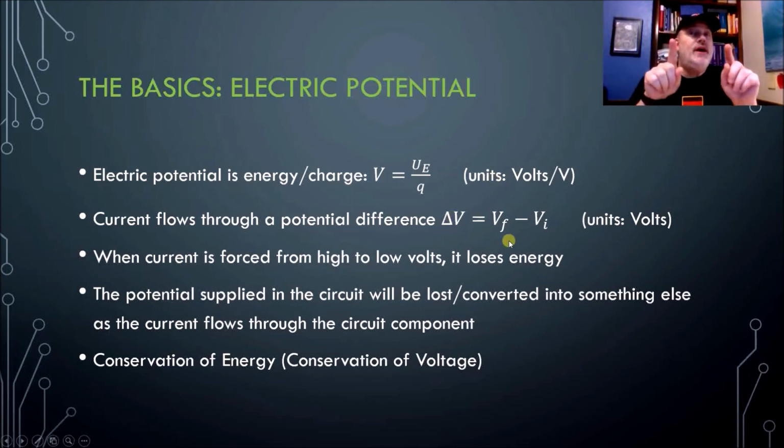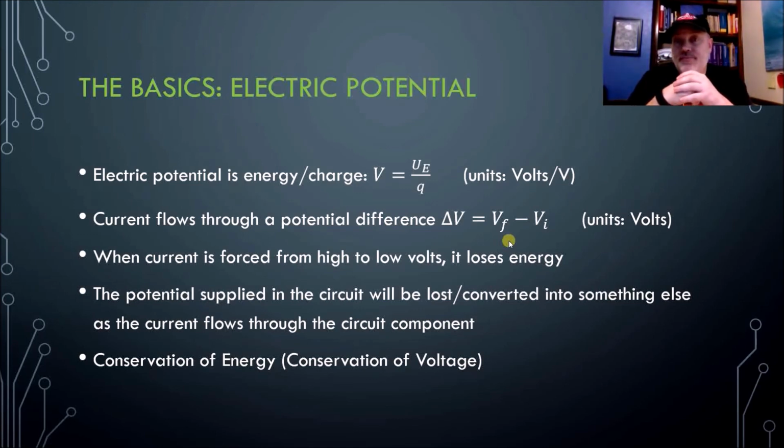So if we have a device in the circuit that has the same potential on each side, then there won't be any current going through it. So every time an object is sitting there with no current going through it, the potential on each side is exactly the same. The current is forced through from high to low volts, like we already said.